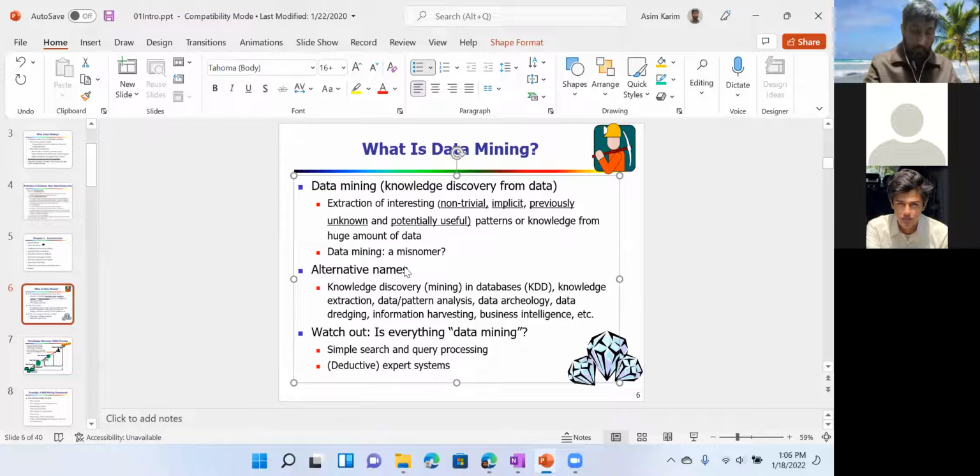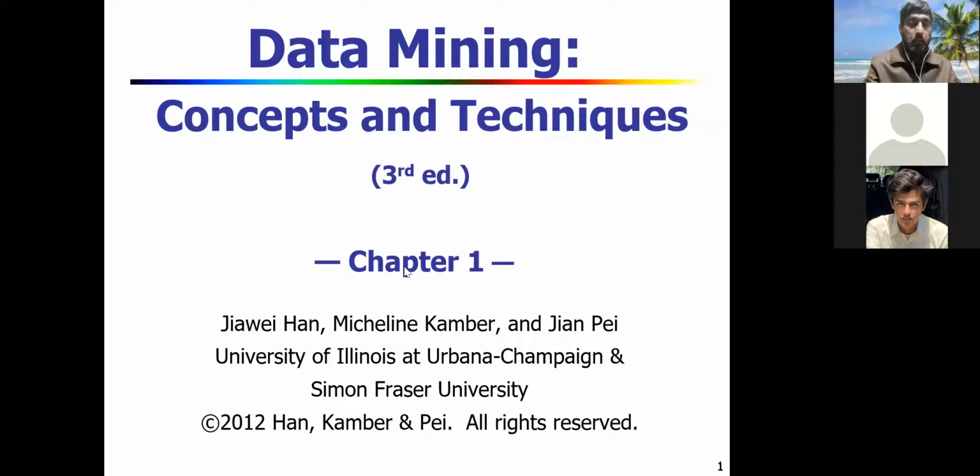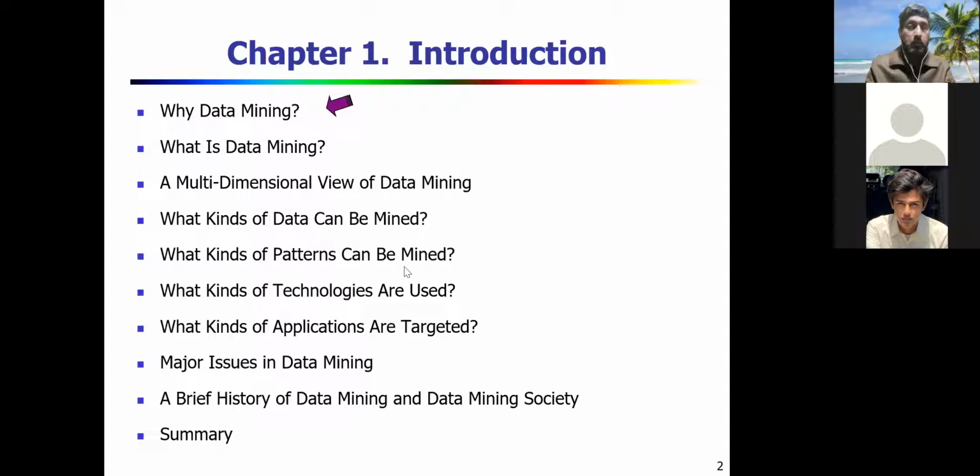So, okay, so let's then, I'll use these slides to quickly introduce data mining, motivate data mining, and talk about the data mining process. So these slides are from Data Mining Concepts and Techniques by Han. So let's go straight to.